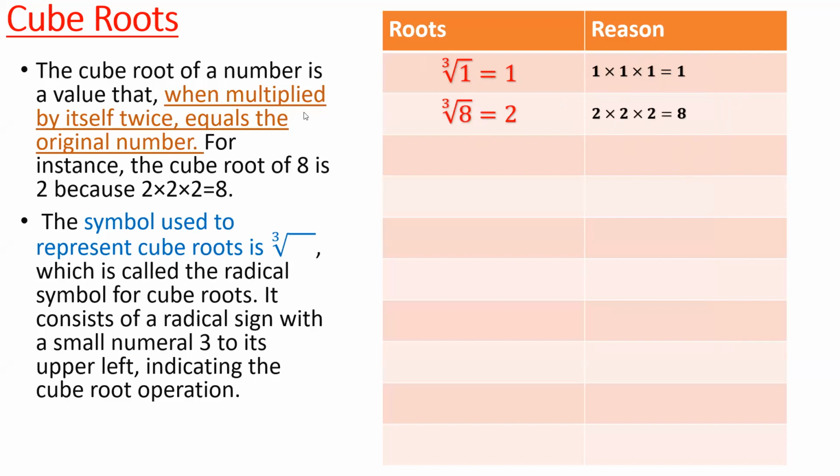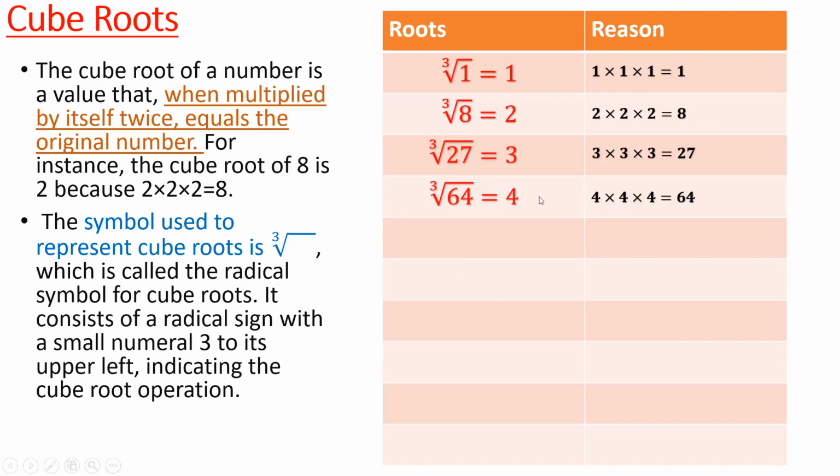Then we have the cube root of 27. What is the cube root of 27? 3. Very good. Why? Because 3 times 3 times 3 is 27. And then we have the cube root of 64. What's the cube root of 64? It's going to be 4, because 4 times 4 times 4 is 64.